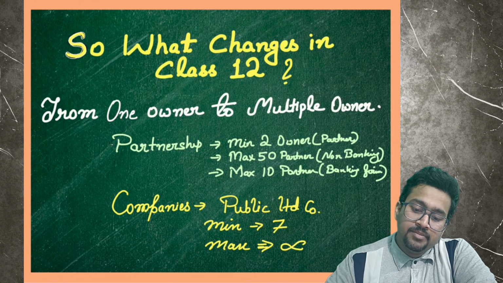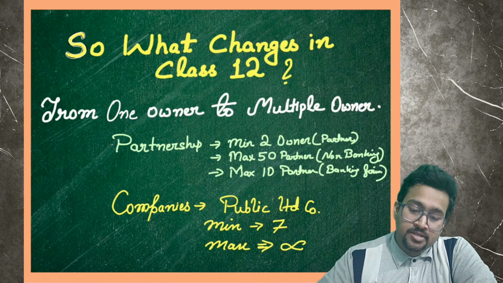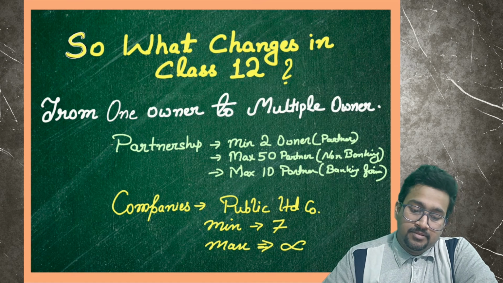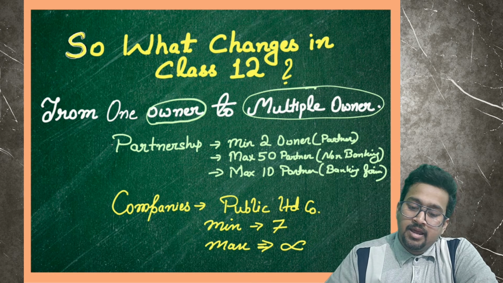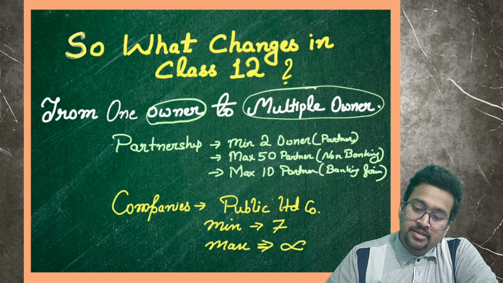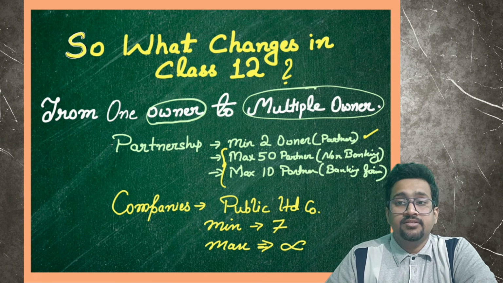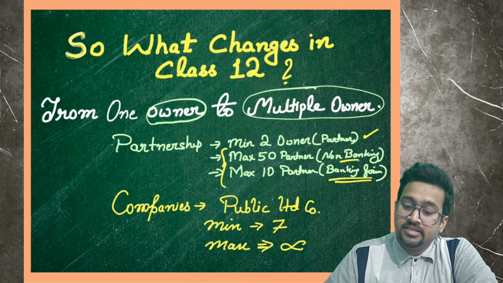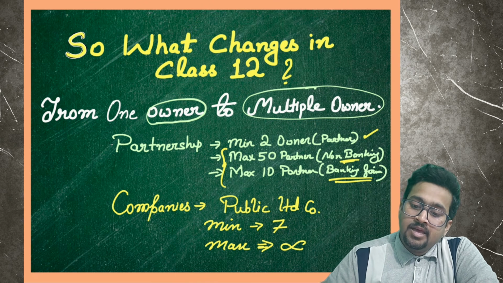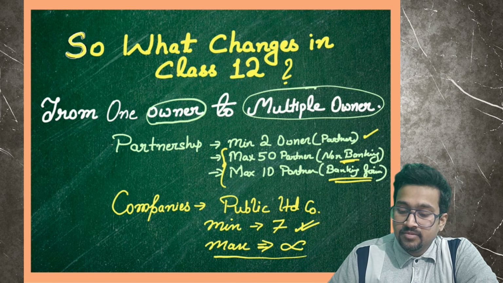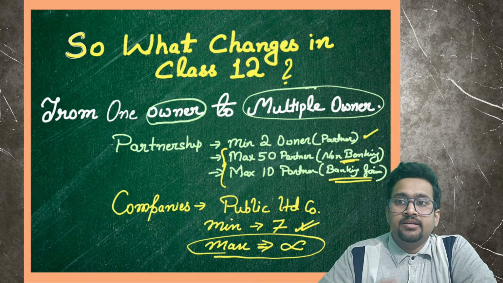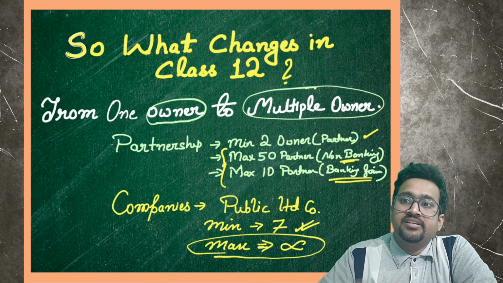If you talk about the public company, like here you can see, what changes in class 12th? From single owner to multiple owners. As I said just now, there is a minimum of 2 owners in a partnership, a maximum of 50 in the case of a non-banking firm, and a maximum of 10 in the case of a banking firm. For a public limited company, a minimum of 7 members is required, and the maximum number is infinite. It can have any number of shareholders.